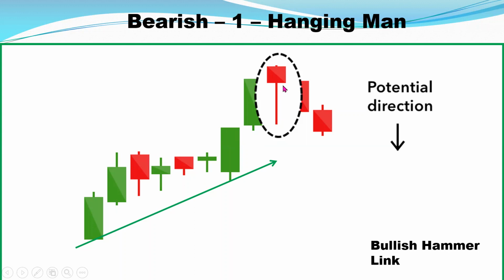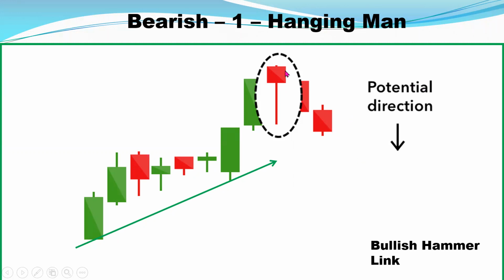See the logic here. The market opens at this level, goes a little up, goes down, goes up, and closes at this point. So open is above and close is below. That means there is a bearish tendency. Then the next day, immediately a red candle is seen, which gives me a confirmation that the potential direction is downward. And then the market goes down.